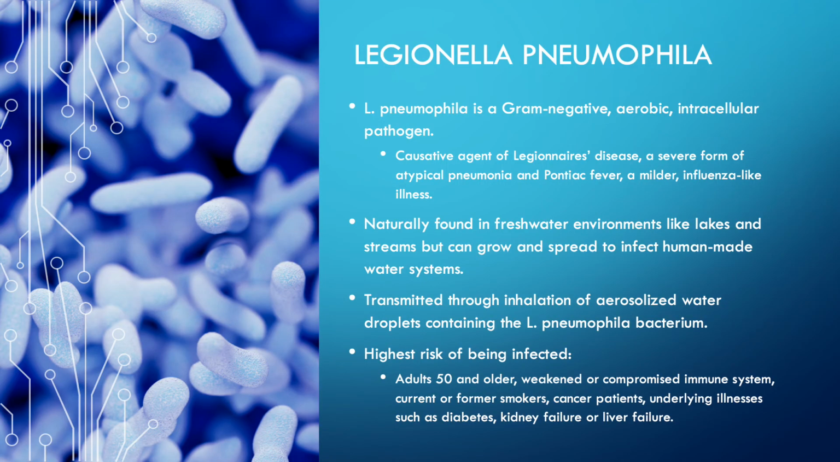Legionella pneumophila is a gram-negative aerobic intracellular pathogen, and it's the causative agent of Legionnaire's disease, a severe form of atypical pneumonia, and Pontiac fever, a milder influenza-like illness. This bacterium is naturally found in freshwater environments like lakes and streams. It usually becomes a health concern when it grows and spreads in human-made water systems like shower heads and sink faucets, hot water tanks and heaters, and large plumbing systems.